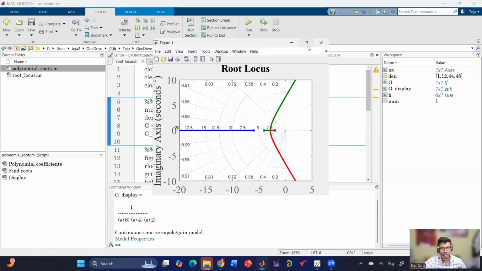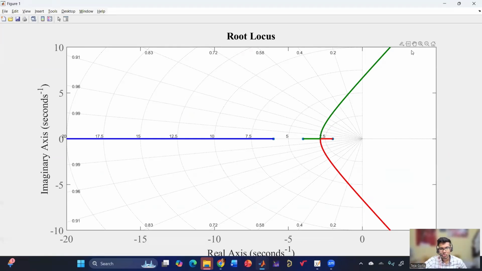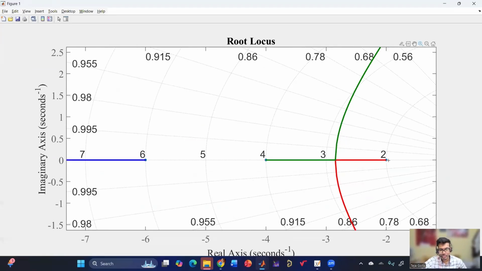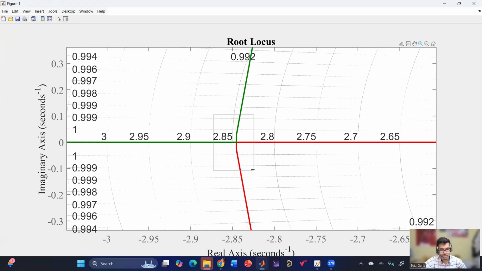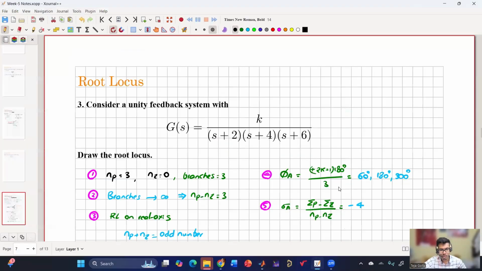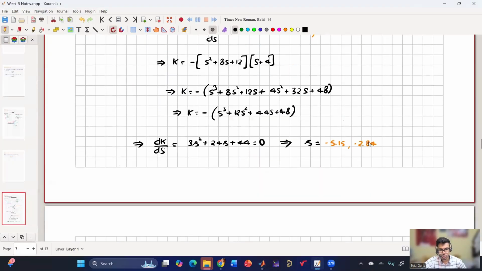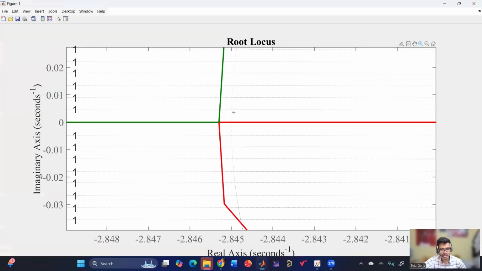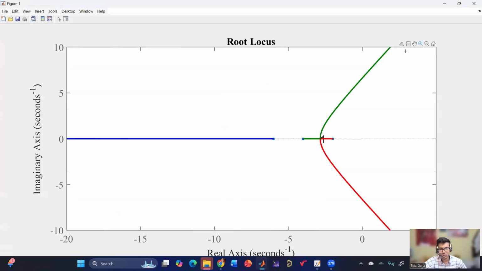Let us go to MATLAB. If you zoom in, this plus symbol is for zoom in. The poles are at -2, -4, -6. The one at -6 is going to infinity, but 2 and 3 are coming and hitting at one point. Let us find whether the point that we got is correct or wrong. This is -2.845, which is matching. We have considered two decimals, so -2.84. So this point is also matching. It is hitting and then moving towards infinity.